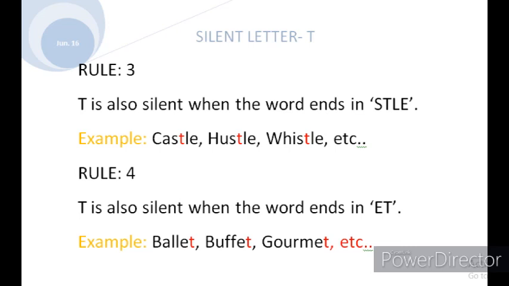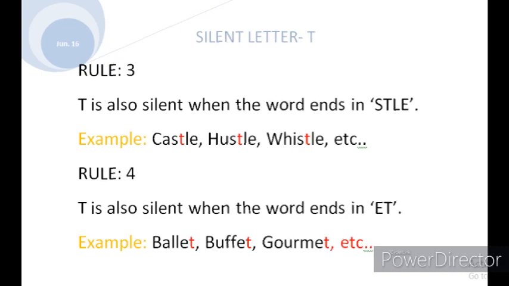For example, castle, hustle, whistle, etc. Castle, C-A-S-T-L-E spelling, but we are pronouncing it as castle. So T is silent here. Then the fourth rule: T is also silent when the word ends in E-T. If the word ends in E-T, there also T will be silent. For example, ballot, buffet, gourmet. Here we should not pronounce the T.